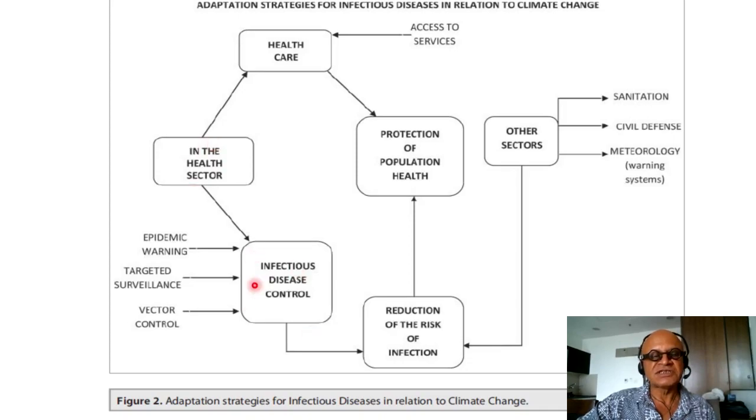So this infectious disease control is getting feedback in the health sector and also feeding back to healthcare. Other sectors are involved, like sanitation, which decides waterborne diseases and their outcomes, and depends on socioeconomic vulnerability as well. Civil defense is critical, and meteorology and early warning systems are of course critical, and they feed back to reduction of risk of infection as well. So simple things like, for cholera, filtering water, or for E. coli, boiling water, all these things can come out of these kinds of warnings.